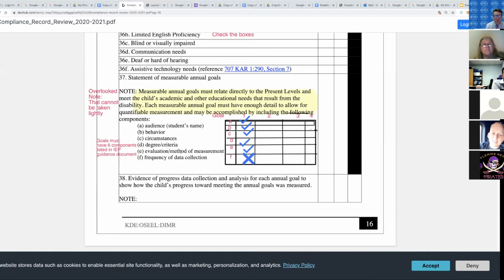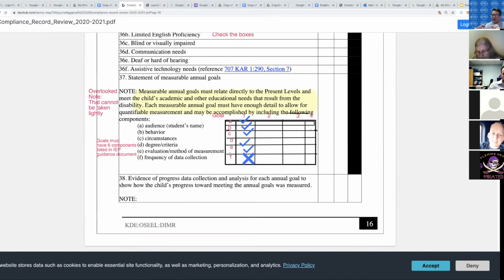So, do we want an evaluation method or measurement tool embedded? On your drop-down, look at your IEP, and under your goal, you've got a drop-down box that lists method of measurement, right? And you're going to get things like curriculum-based measures, indirect, direct, and authentic. Those are your choices. Now, we realize those are choices, but those are broad areas, okay?